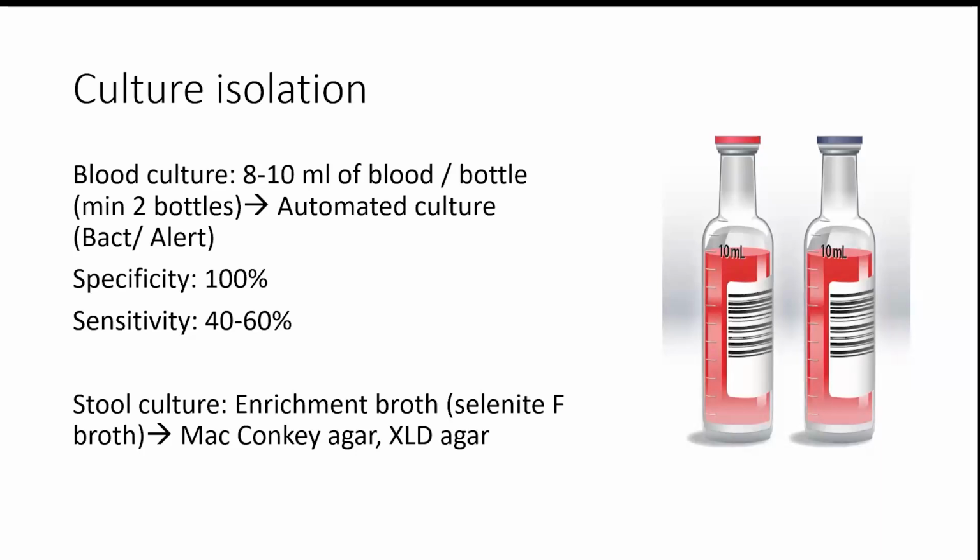Now the stool culture is used in the third week. It is usually used to detect the carrier state. We can use the enrichment broth. We have to put the stool in the enrichment broth, like Selenite F broth. It is a very important point for the technicians working in the microbiology laboratory. If they are not using the enrichment broth, they will not get the growth. They will only get the growth of the normal GI tract flora. So you have to put the stool in the Selenite F enrichment broth, and then from there you have to subculture it on MacConkey agar or XLD agar to get the growth.